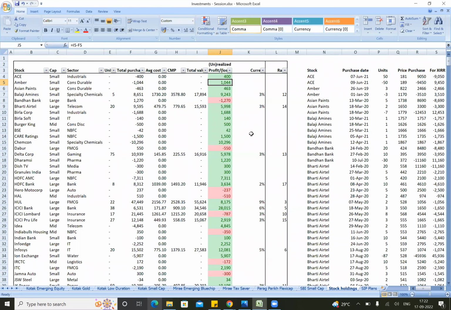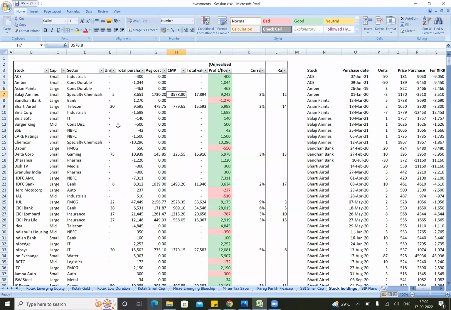Loss realized or unrealized is calculated very simply as current total value minus purchase value. Because this is anyway 0 minus 1044, it would show the profit as 1044. I'll come to these points a little later. Now this was Amber I was discussing.